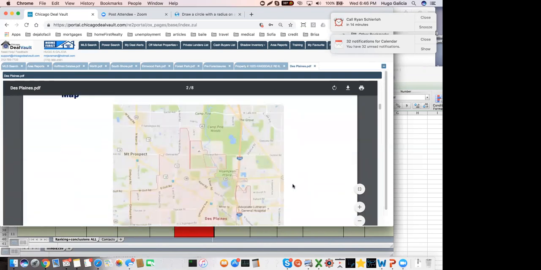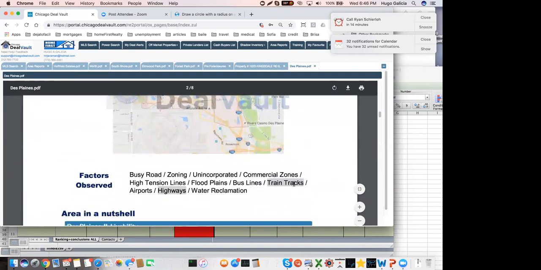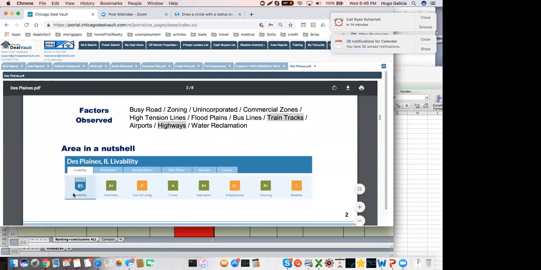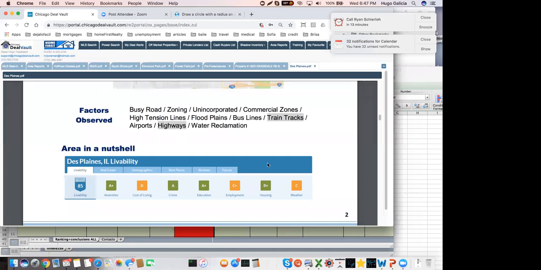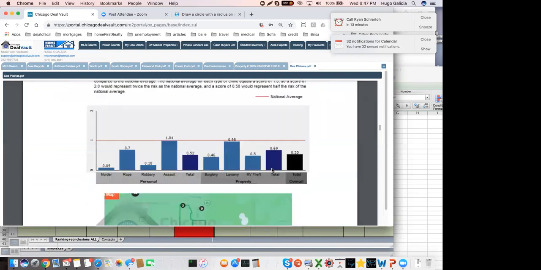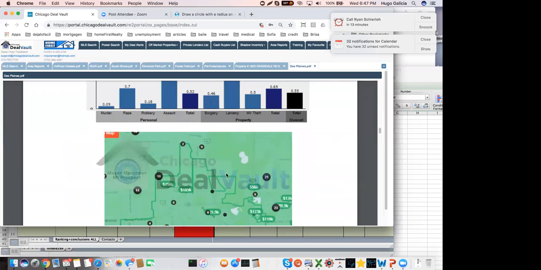I wanna see the livability score. What is it? Factors observed, train tracks, highways, livability score 85. Okay, so that tells me this is an A area. Everything looks good. Now, what I want to know is, what is the absorption rate? How fast are properties selling in Des Plaines? And not only that, but what's the months of housing supply? So how long does it take before all the properties are sold out, assuming that no properties are put back in the market?